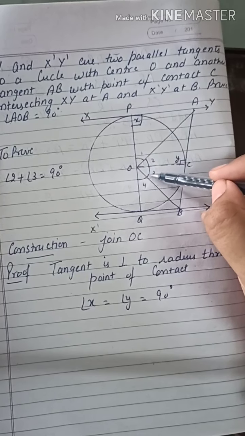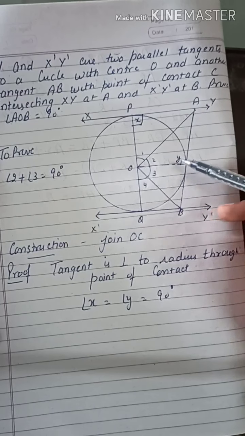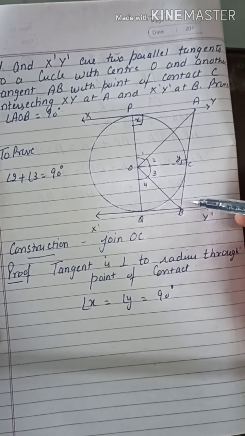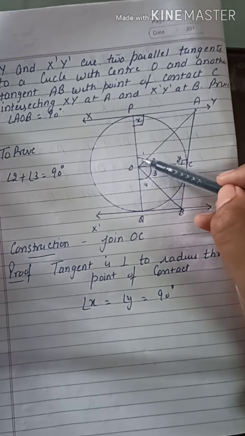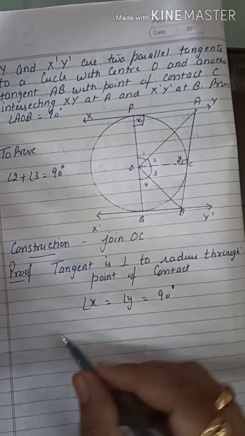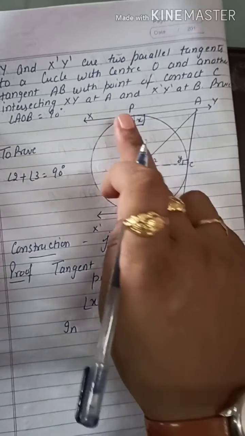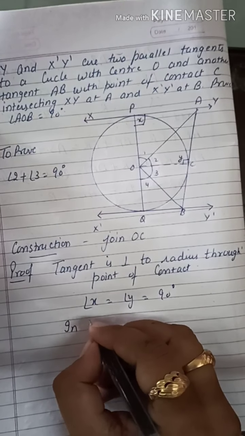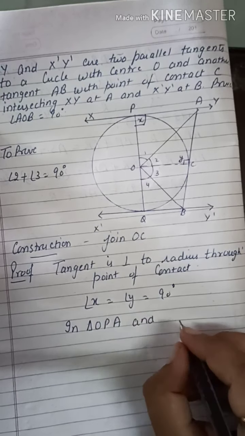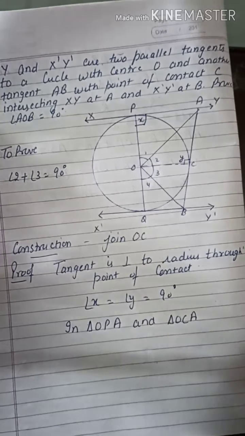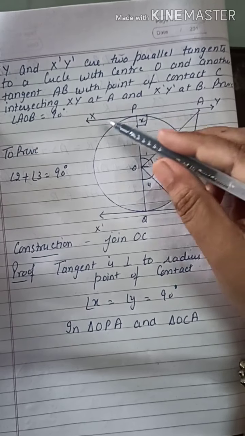Now I want to prove angle 2 plus angle 3 is equal to 90 degrees. Angle 2 and angle 3 come in these triangles: OAC and this one comes in the triangle OBC. So how am I going to prove this? Firstly, I am going to make these two triangles congruent, OPA and OAC. So I am going to start my proof from triangle OPA and triangle OCA. You can see here OP is the radius of this circle, OC is the radius of this circle.